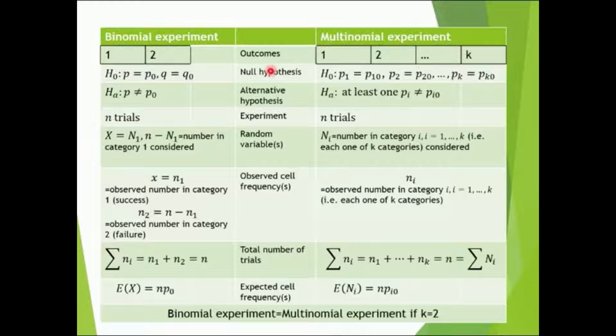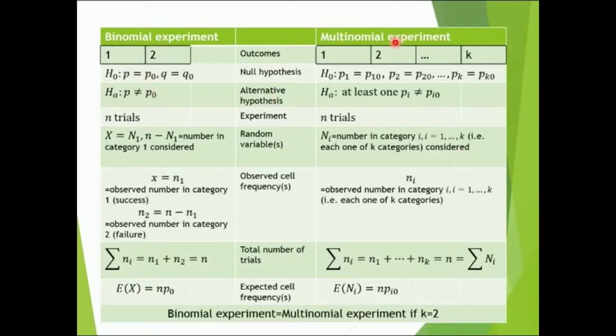However, the null hypothesis in the multinomial experiment requires that you specify the value of P1, the probability of having an outcome in category 1, the probability of having an outcome in category 2, and the probability of having an outcome in category K. The alternative hypothesis for the binomial was just that the proportion of successes is not equal to the specified proportion. For the multinomial experiment, the alternative is that at least one of the proportions is not equal to the value specified for that specific category.